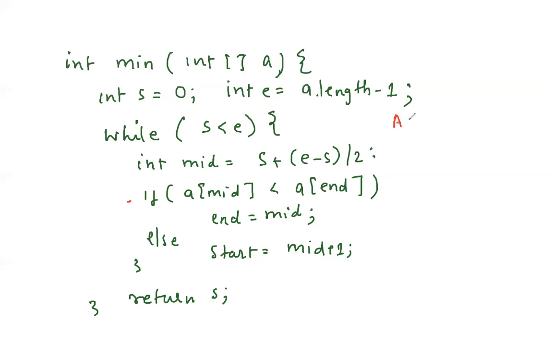So let's take an example and see, hey, will it work for an empty array? So it is empty, start is equal to 0, end is equal to A.length minus 1, which is 0 minus 1. So end is -1. The while loop will not execute because start is 0 and end is -1. So we come here and we return 0, which is actually a wrong answer.